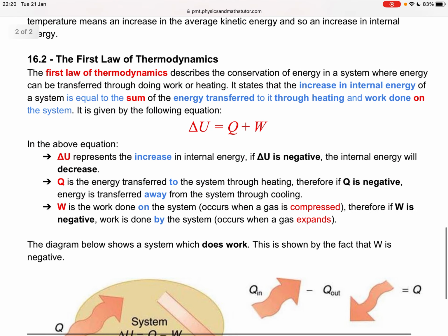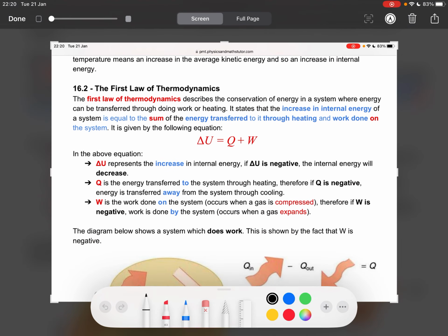Now we start with the A level part, the first law of thermodynamics. First, what does the first law of thermodynamics describe? It describes the conservation of energy in a system where energy can be transferred through doing work or heating. First of all, what is the law of conservation of energy? The law of conservation of energy is that energy cannot be created nor destroyed, but transferred, right?